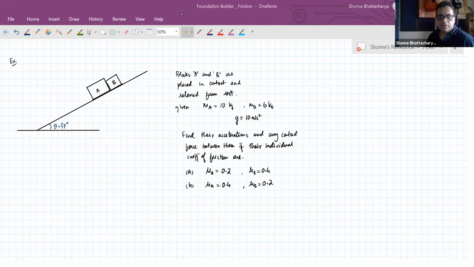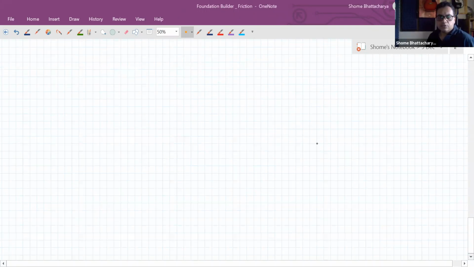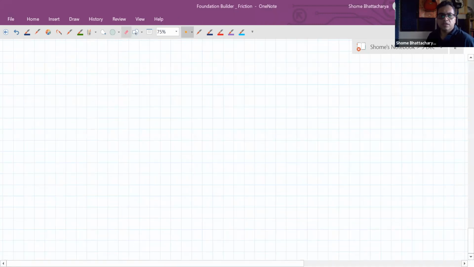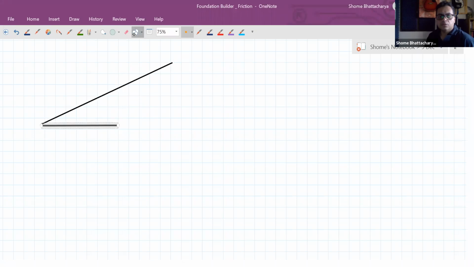Okay, people. So let's understand how to approach this question. As we are discussing, when we release the two blocks here, one of two things can happen. The situation will be like this: they will be coming down together with common acceleration. So this is one possibility, that they will have one common acceleration.